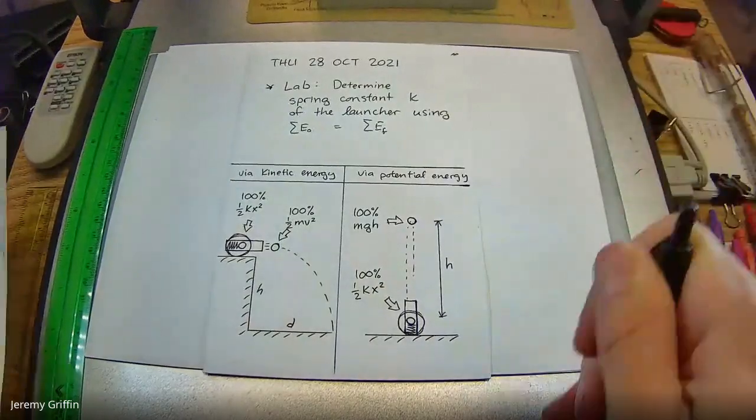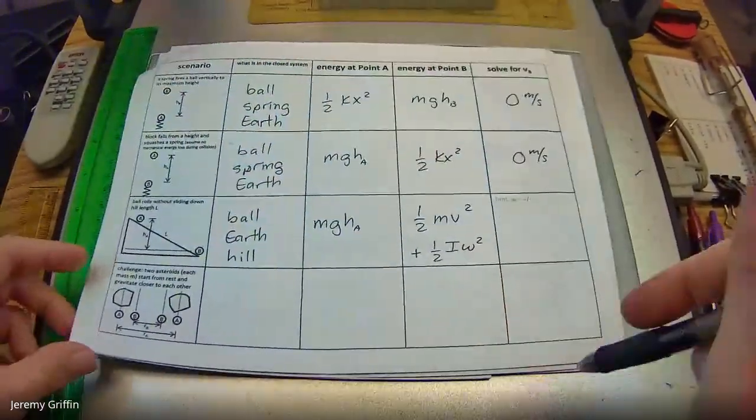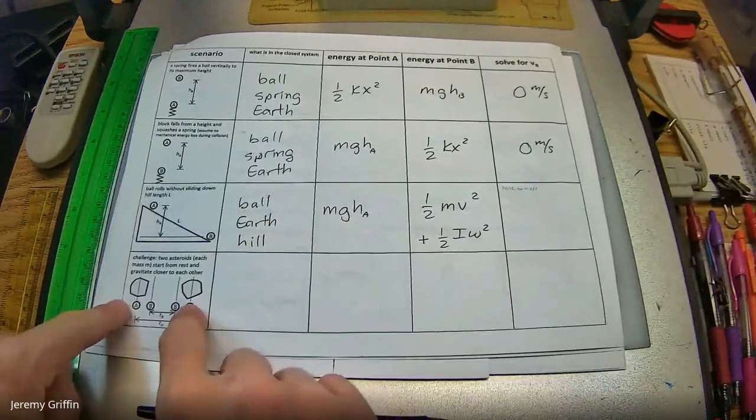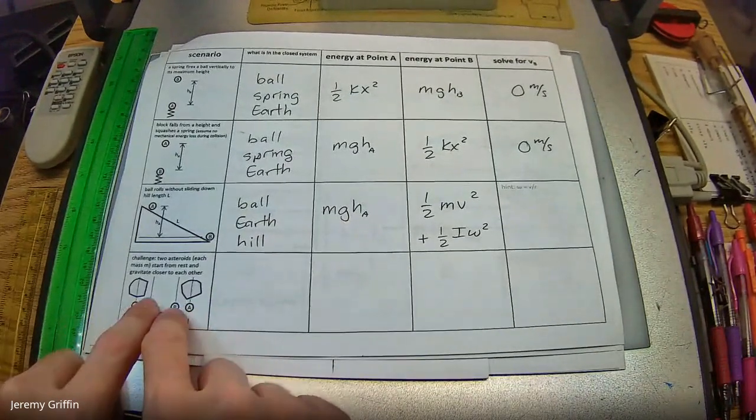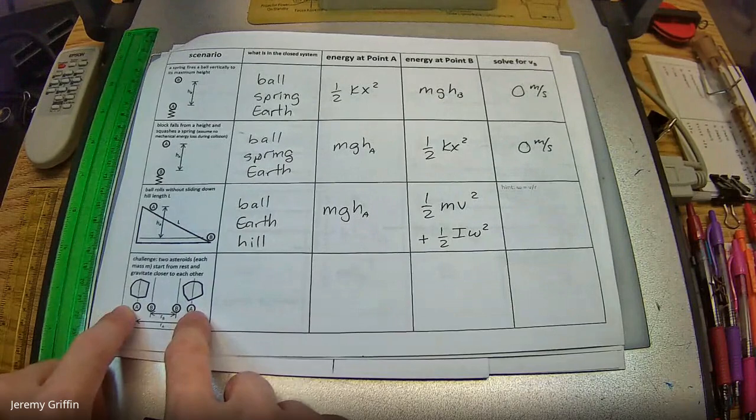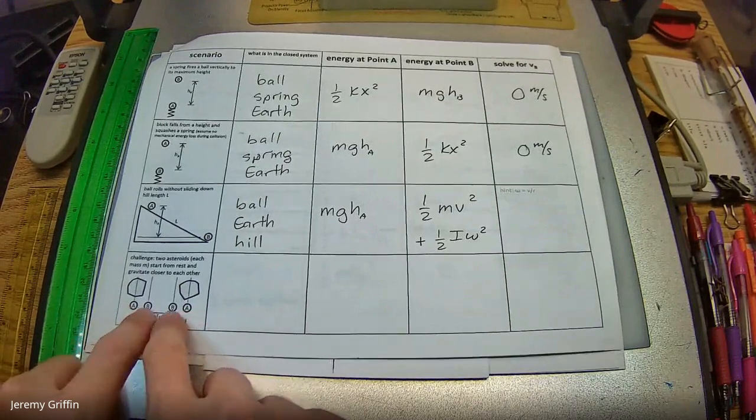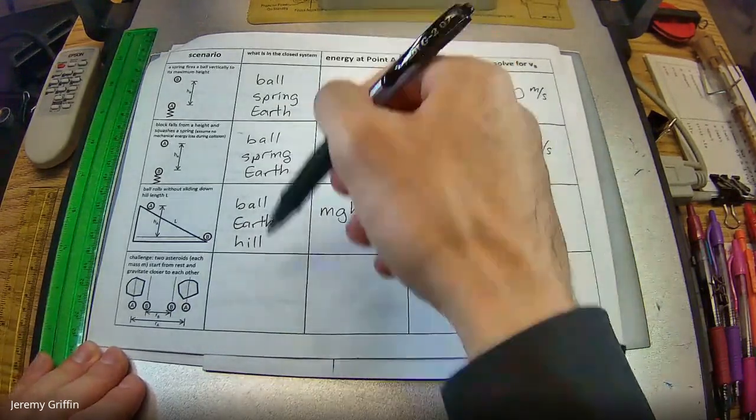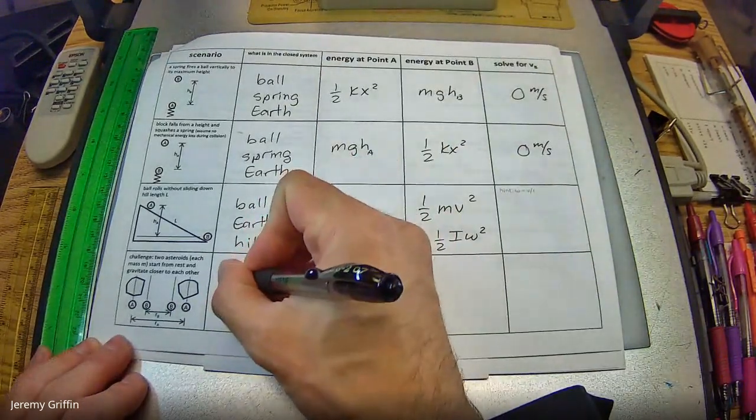The main thing we're going to do is a launcher lab outside, but right before that, there's one more row on this energy table. It involves two asteroids that start from rest and are gravitating towards each other from point A to point B. So what's in the system? This is a closed system of two asteroids.